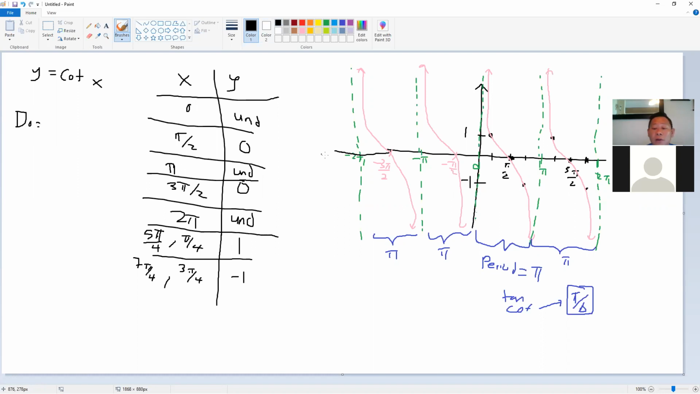So your domain, if you look at this, is all real numbers. X in this case cannot be k pi, where k is an integer. So that means your k cannot be 0, 1, 2, 3, and -1, -2, -3. Your range in this case, since it goes from -infinity all the way to positive infinity, is all real numbers.